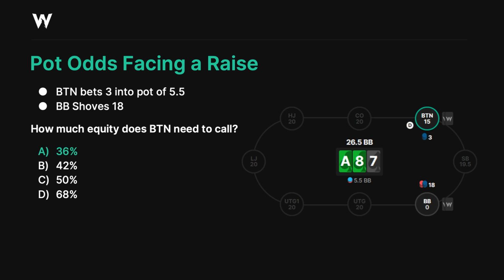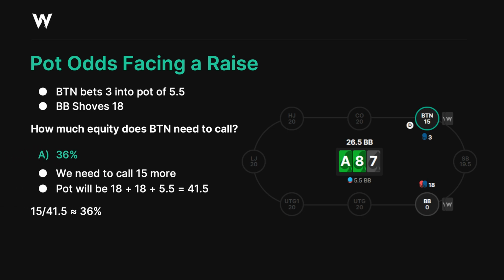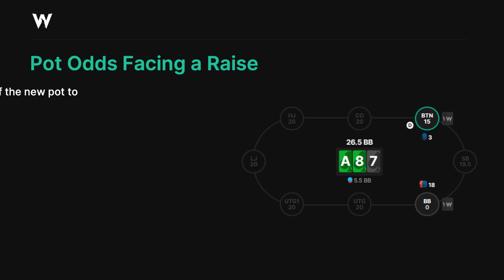The answer is A, 36%. So again, to calculate the required equity to call, you simply use the amount to call divided by the pot after you call. In that case, it comes out to 15 over 41.5, which means you need 36% equity to call this shove on the button.